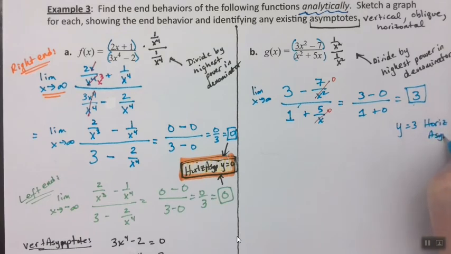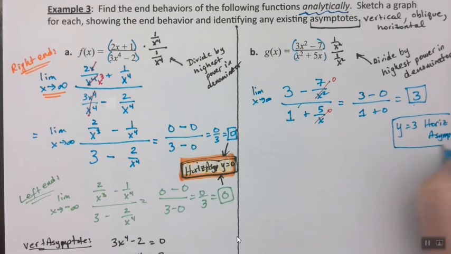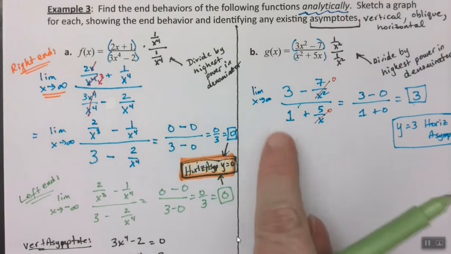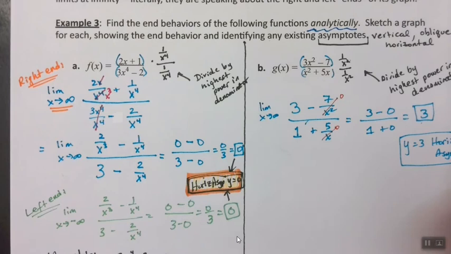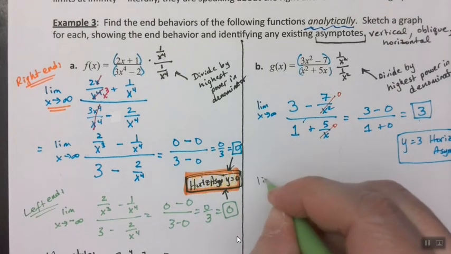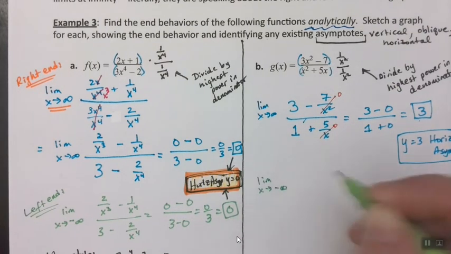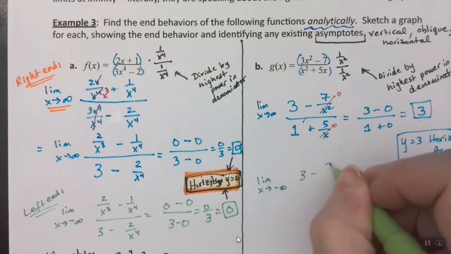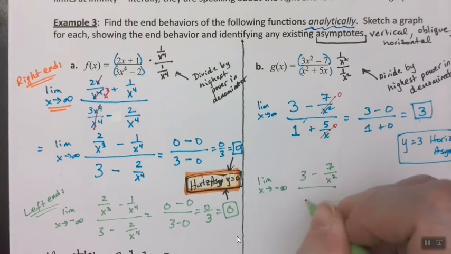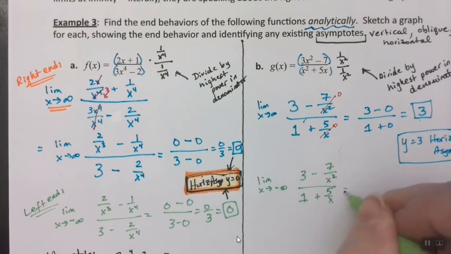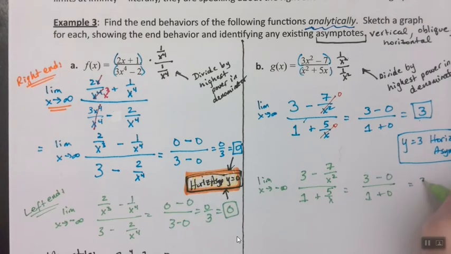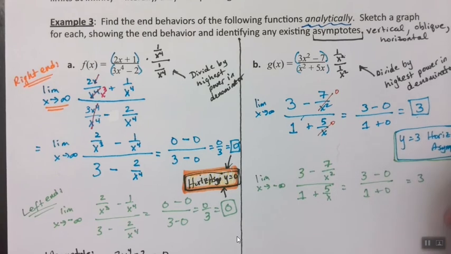All right, now we have to do it again for the other side. So let's do that in green, right? So this was the right-hand end that I was doing up here. And then the left-hand end is the limit as x goes to negative infinity, and then it'll be 3 minus 7 over x squared over 1 plus 5 over x. And sure enough, that didn't change anything. So it's 3 minus 0 over 1 plus 0, which is still 3. So that's still my horizontal asymptote.